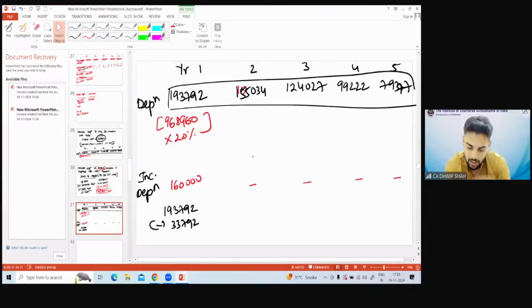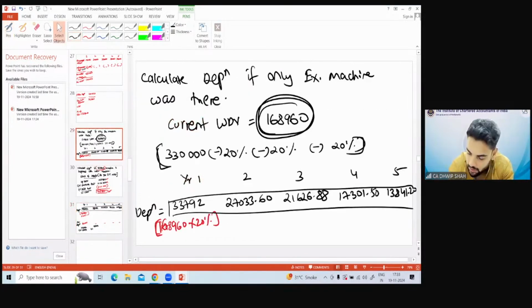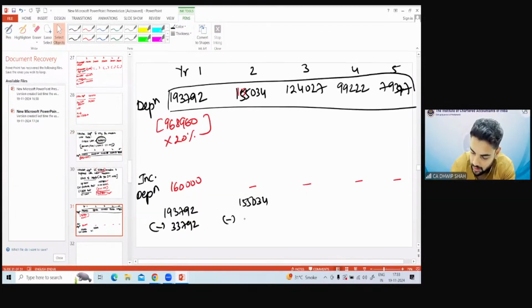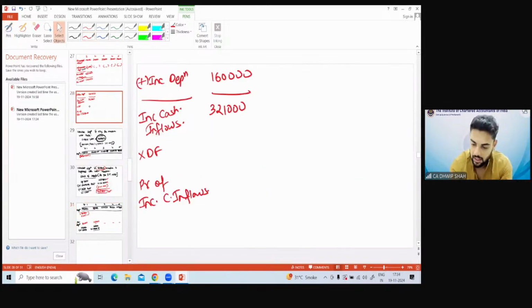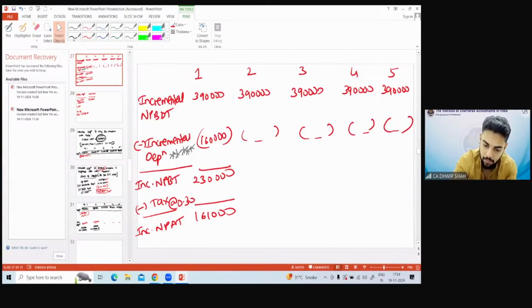So for year 2 my incremental depreciation would be 155,034 if the new machine was replaced, minus 27,033.6. So my incremental depreciation comes to 155,034 minus 27,033.6, which is 128. Okay? This is my incremental depreciation. I will subtract that 128 from incremental NPBDT.